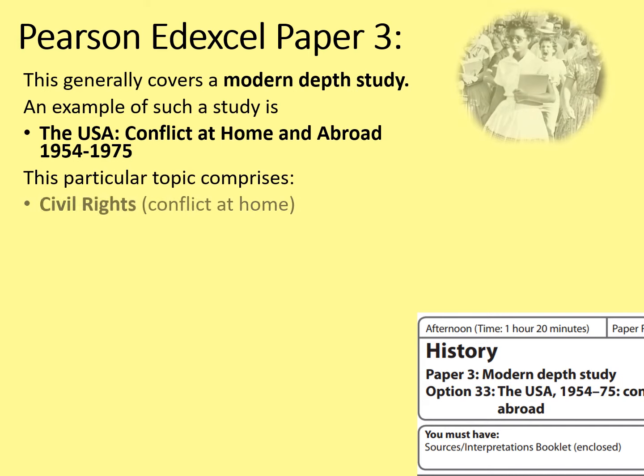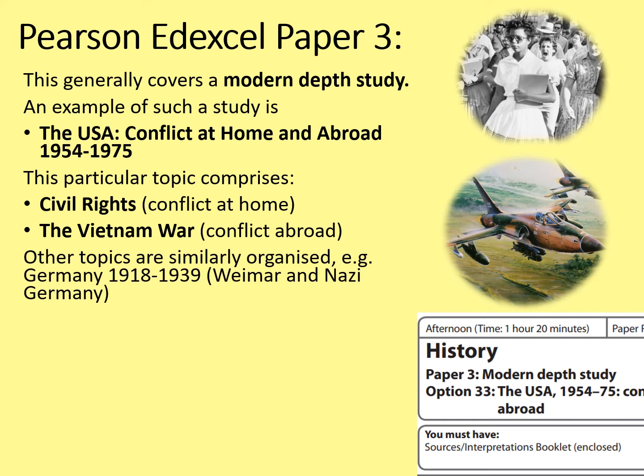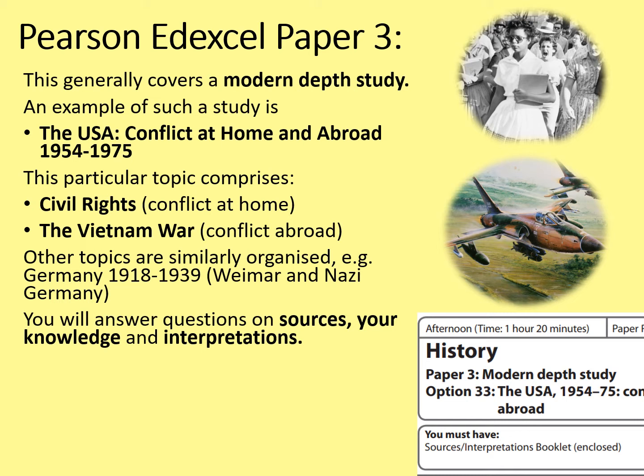This particular topic comprises the civil rights, which is the component known as conflict at home, and the Vietnam War, which means conflict abroad. Other topics are similarly organised, e.g. Germany 1918 to 1939 constitutes both Weimar Germany and Nazi Germany. You'll answer questions on sources, your knowledge, and interpretations in this paper. Therefore, there is a separate sources and interpretations sheet and booklet included as part of the exam.